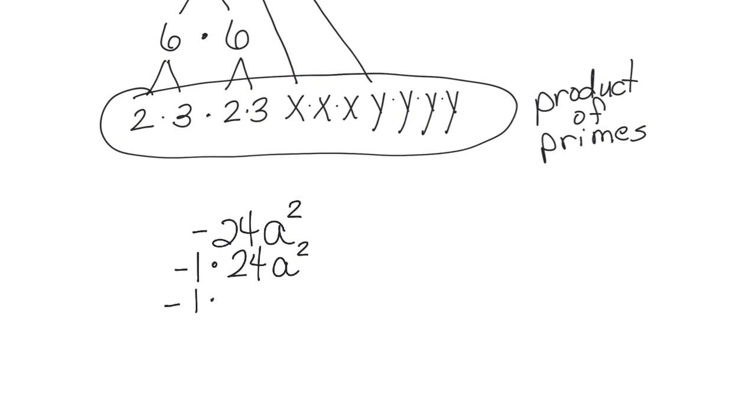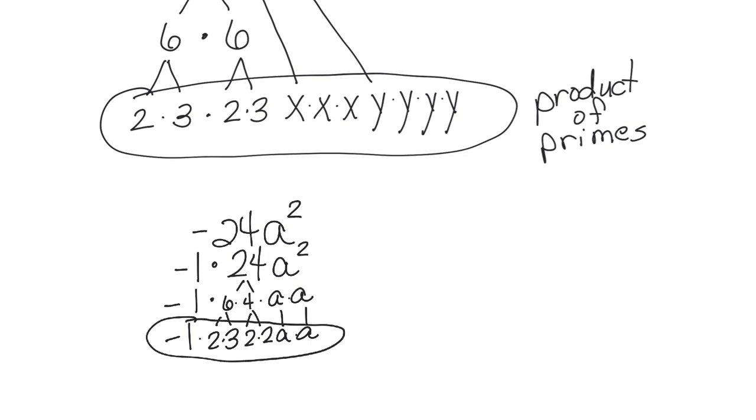So then I'm going to break it down to 6 times 4 times a times a. I keep my negative 1. I break 6 down to 2 times 3, 4 to 2 times 2, and I bring my a's down. So there is your product of primes.